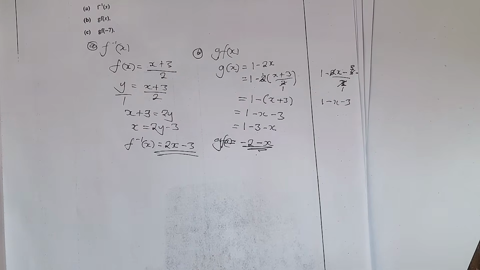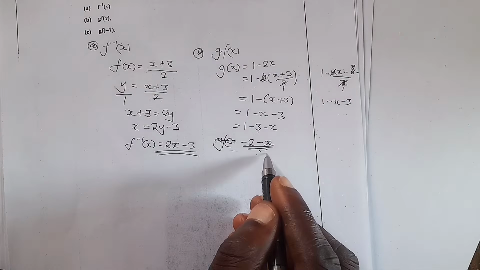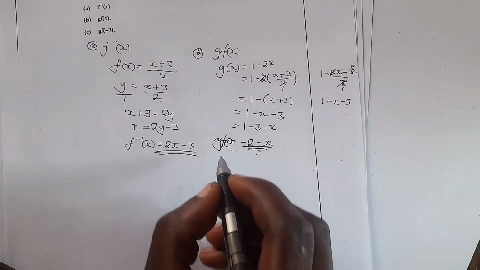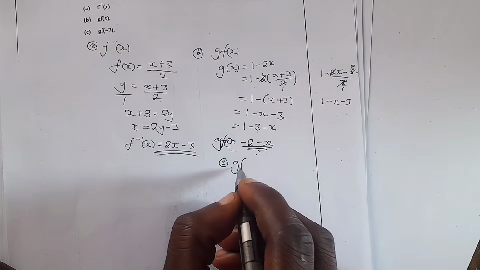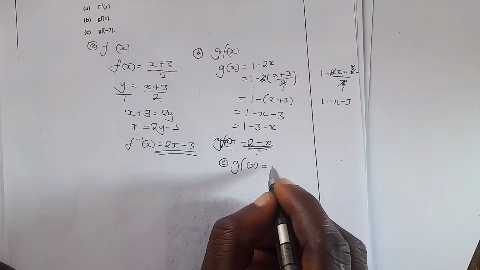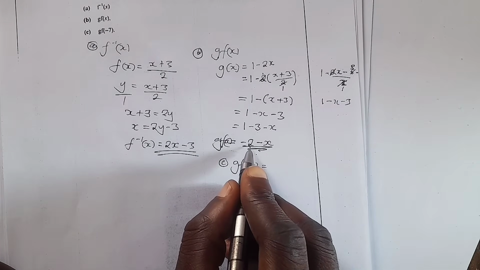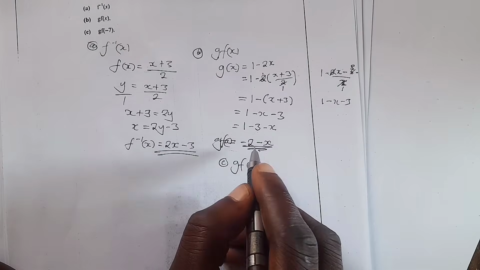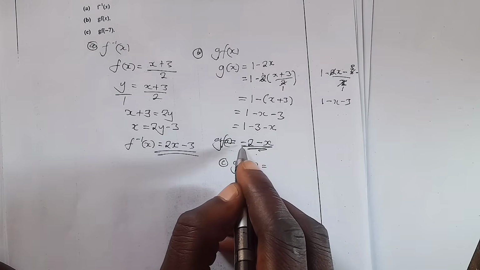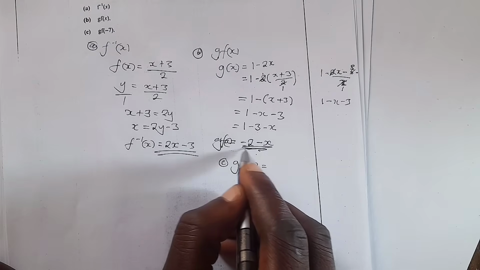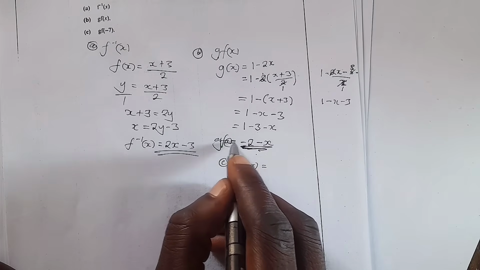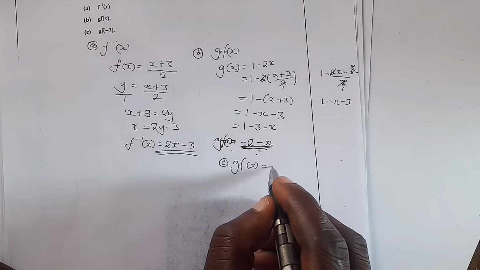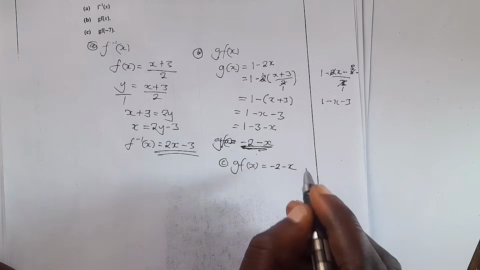This is simple. We've already calculated gf of x. So gf of x is this negative 2 minus x. Oh, so this is not an equal sign. The equal sign is here. Okay, negative 2 minus x.